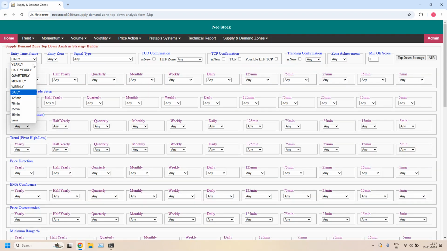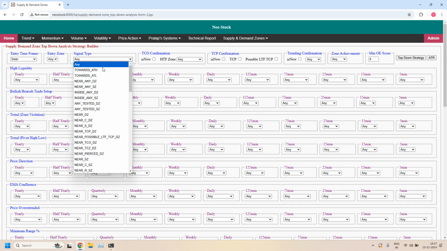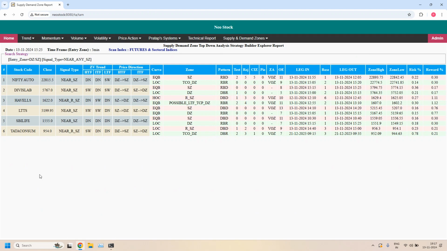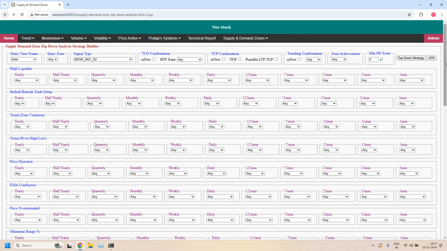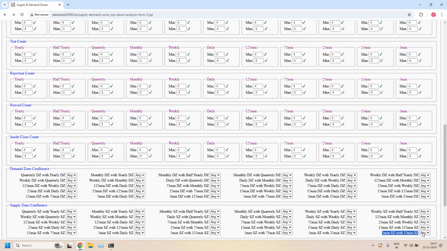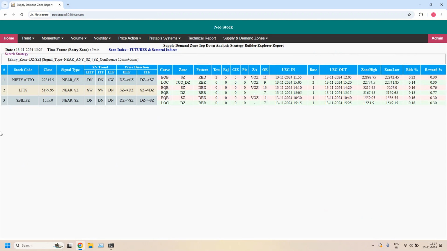Okay. Next, for 5 minutes time frame, let's find the stocks near the 5 minute supply zone. 6 stocks are filtered. In these 6, how many are having again ITF supply zone confluence? That is 5 minute supply zone with 15 minute supply zone confluence. I am enabling the filter. With this filter, we got 3 stocks. In these 3 stocks, the 5 minute supply zone is part of the 15 minute supply zone. So this is about stocks near demand and supply zones.